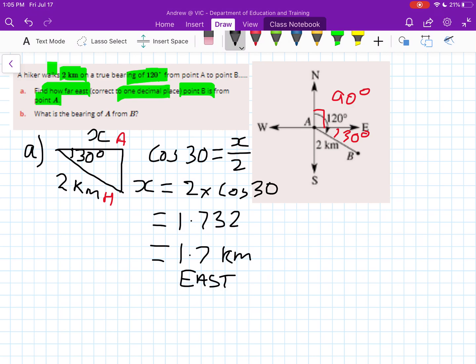So now the next one, what is the bearing of A from B? Alright, so I'm just going to get rid of this 90 degrees up here, and I'm going to keep that 30 degrees because that's actually going to be pretty important to our question here. So we worked that out before, so make sure you remember how to do that. So bearing of A from B, that means we need to find this here.